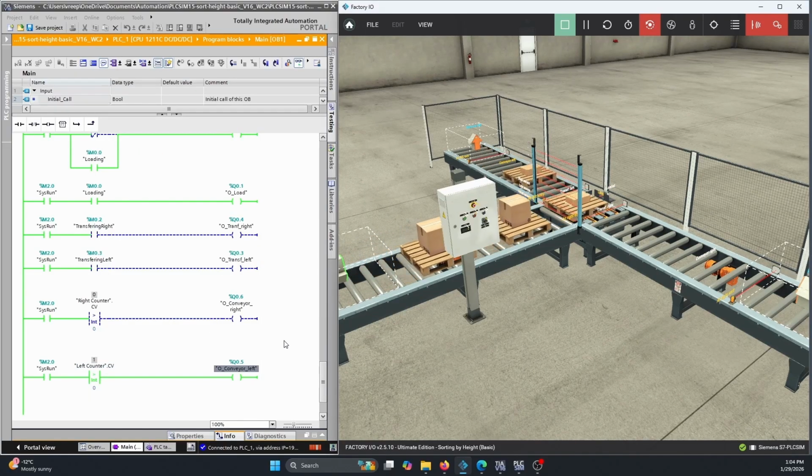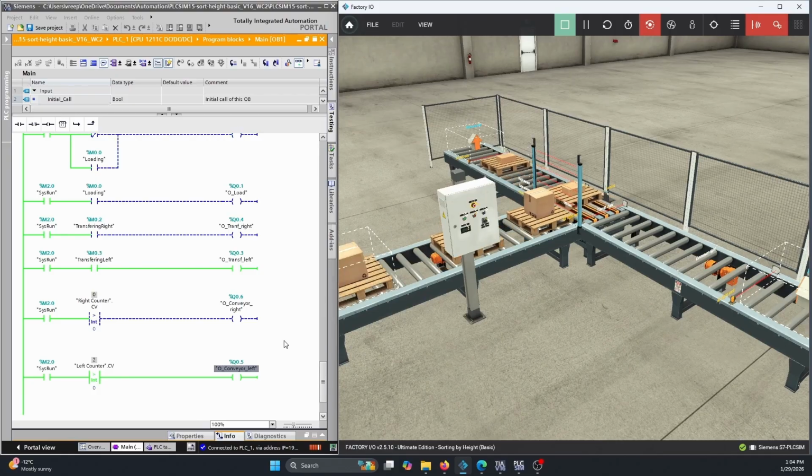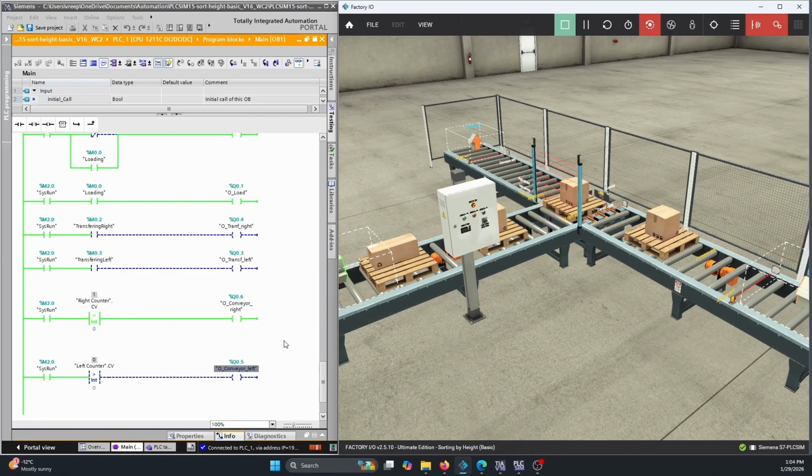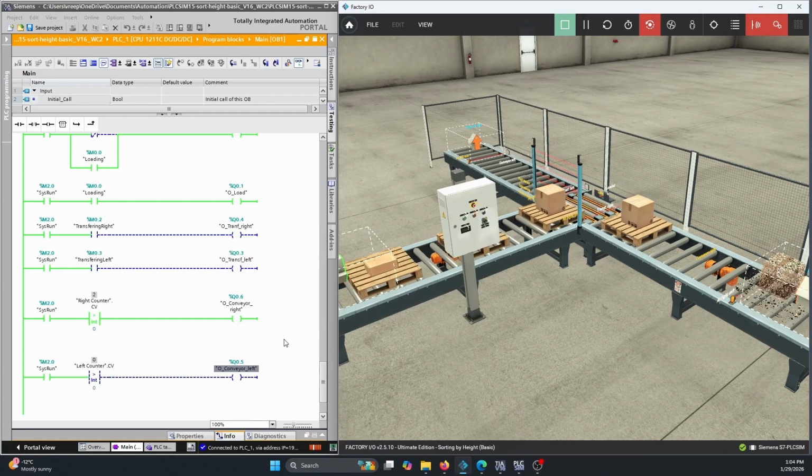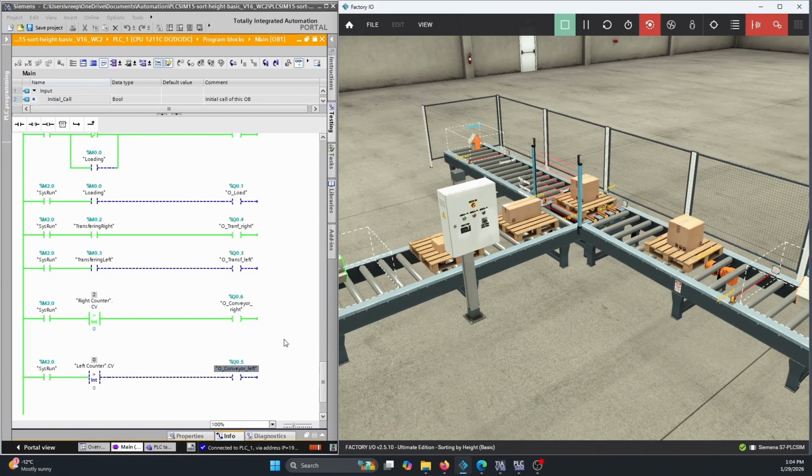Beauty. Okay, at this point, we've got a pretty cool working program, guys. Next, we're going to add in some alarms and stuff like that and some counters, but that's pretty good for like, we've been at this for maybe an hour, guys, and we've developed a really decent program here.